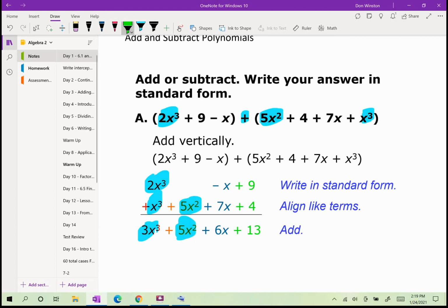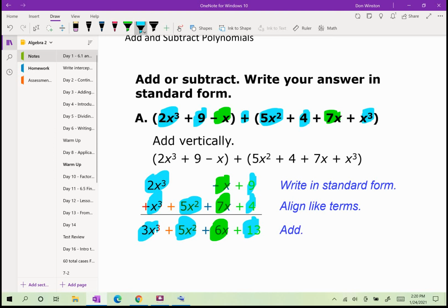And then I have a -x and a 7x. And we're adding vertically. This is called the vertical method. And so that gives me 6x. And then finally, I have a 9 and 4. And that gives me 13. So to add and subtract, you combine like terms, and you write in standard form. Add vertically.